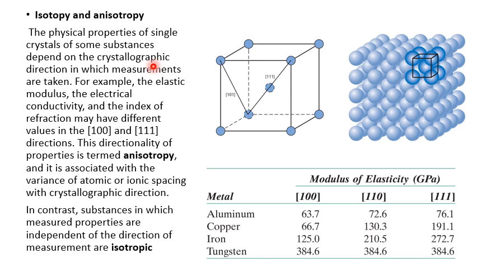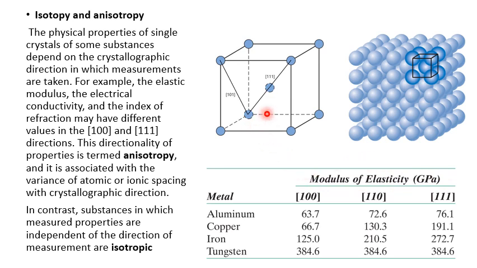For some single crystal materials, not all, the mechanical properties and physical properties depend on the direction of measuring, the direction that we take the measurement on. For example, because you are mechanical engineers, we're going to take modulus of elasticity as our example here to make it clearer.